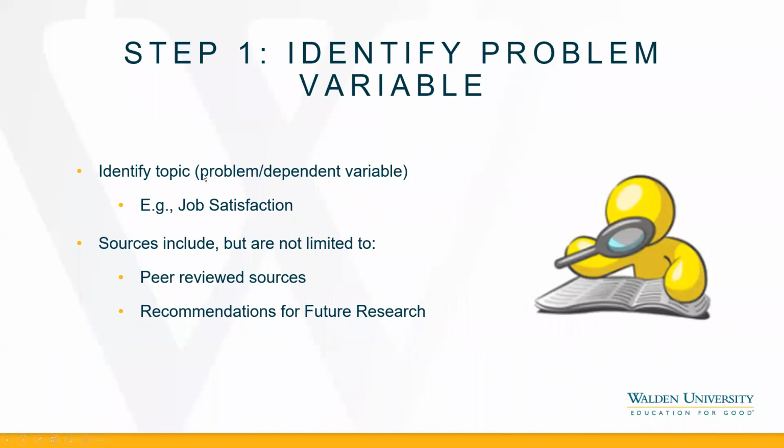Now, let's go through this process, and this is where we get into the application of this webinar. So let's assume that a student is interested in researching job satisfaction. There is a problem or the dependent variable. This is the focus of their problem statement. You know, the negative impacts, the gap in the literature pertaining to job satisfaction. And of course, you go through peer-reviewed literature, recommendations for future research, et cetera, to help you identify this problem variable and other studies perhaps that have looked at that same problem. That's step one, identify your problem variable. Now you have in mind that your problem that you want to examine is job satisfaction.